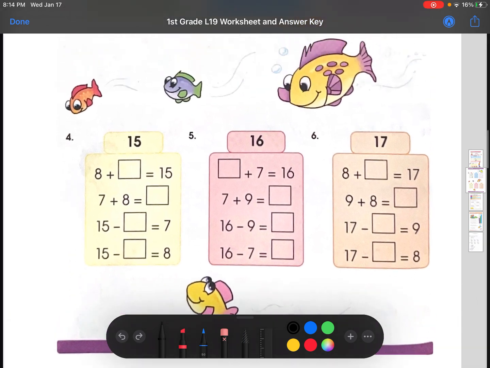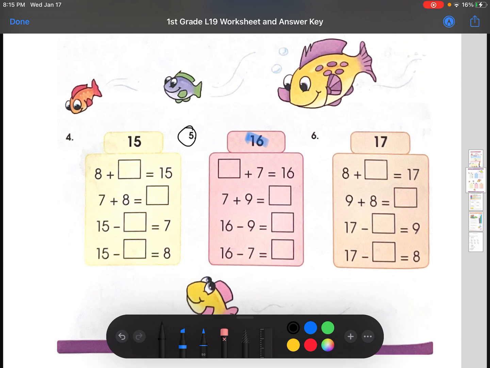I'm just going to do one more in this section, number 5. So this is the fact family for 16. 16, that's the wrong color. So let's just start right away. Something plus 7 is equal to 16.